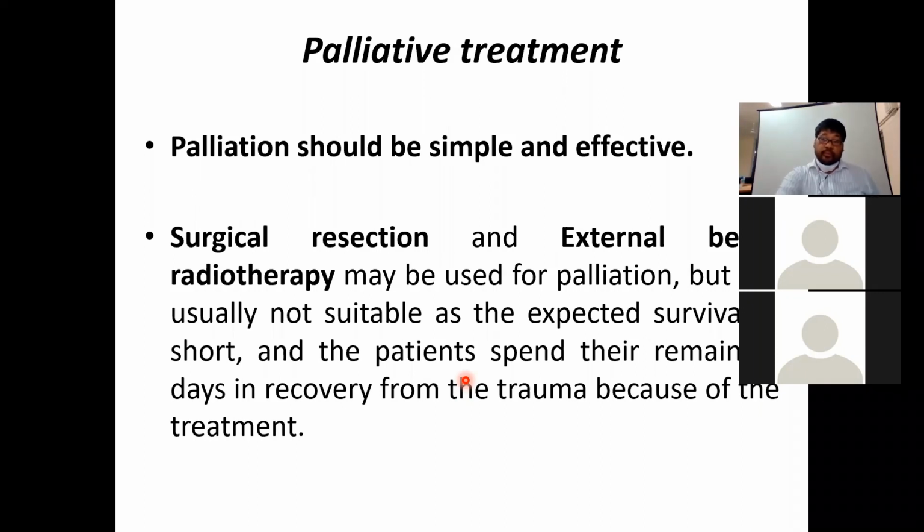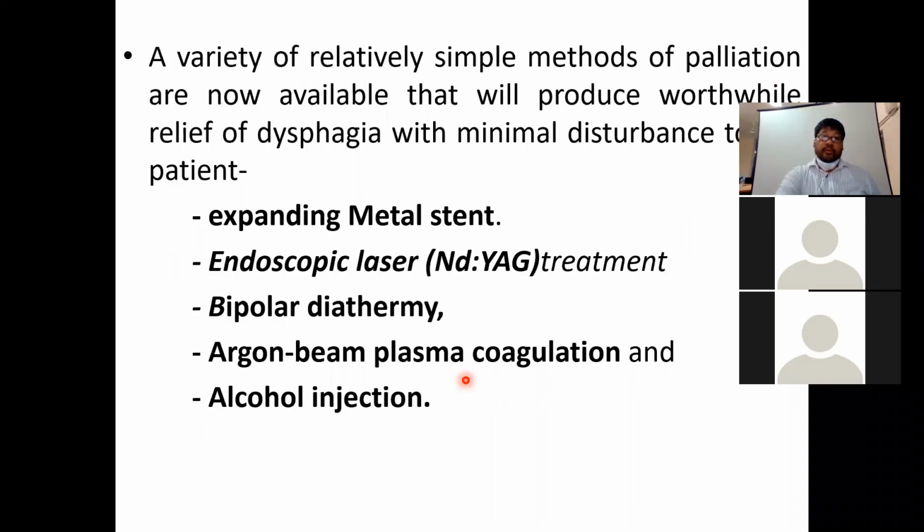No surgery is advised. So these are the palliations which we can try, like expanding metal stent, endoscopic anti-arc laser treatment, or bipolar diathermy, or argon beam coagulation, or alcohol injection. So these are the group of palliation available. What it will do is temporarily open the lumen of the diseased esophagus. And after some time, again, the lumen may get blocked because of the growth. So these are the options which we have nowadays.